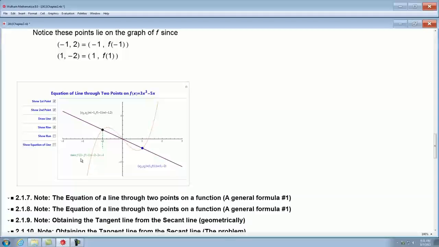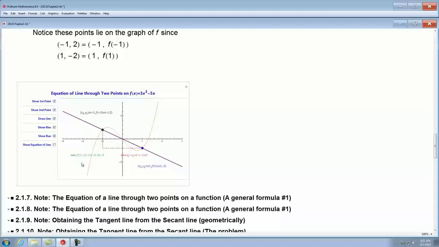It's y2 minus y1. Well, y2 for me is f of 1, so that's why I put f of 1 here. Minus y1, but y1 for me is f of negative 1. So I'm saying that the rise is f of 1 minus f of negative 1. And then, of course, those two numbers are negative 2 and 2. So I'm taking negative 2, subtracting 2, get negative 4. So my rise is negative 4.